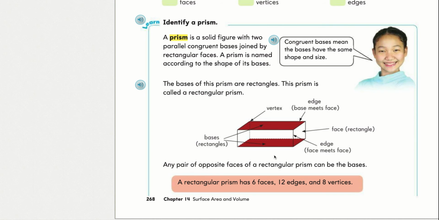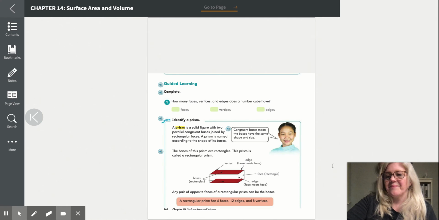Any pair of opposite faces of a rectangular prism can be the bases. So this could be the base, or these two that are colored red here could be the base, or these rectangles on the two sides could be the bases. So here's a vertex, and here's an edge where the base meets another face, and this is a face, and here's another edge where a face meets a face. A rectangular prism has 6 faces, 12 edges, and 8 vertices. So 1, 2, 3, 4, 5, 6, 7, 8 vertices.